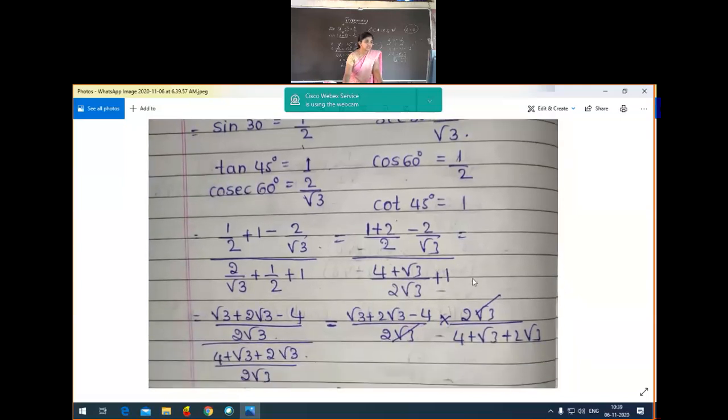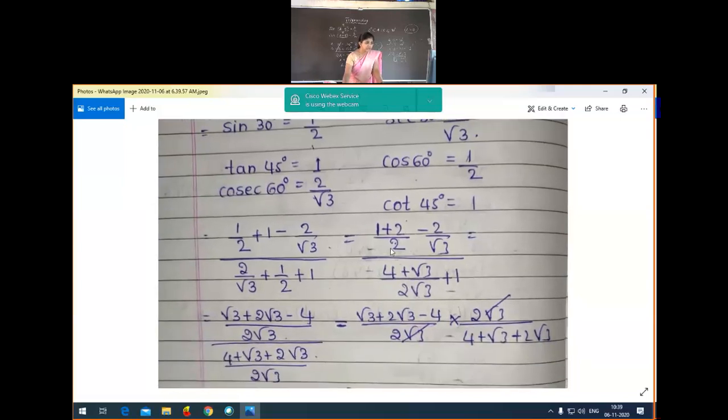So what is the next step now? Here we will take the LCM of this one. 2 and root 3, LCM is 2 root 3. So applying the LCM topic we get the numerator as root 3 plus 2 root 3 minus 4, divided by 2 root 3, whole divided by 4 plus root 3 plus 2 root 3 divided by 2 root 3. Which is equal to 3 plus 2 root 3 minus 4 divided by 2 root 3. Here we applied the reciprocal concept, that is 2 root 3 divided by 4 plus root 3 plus 2 root 3.